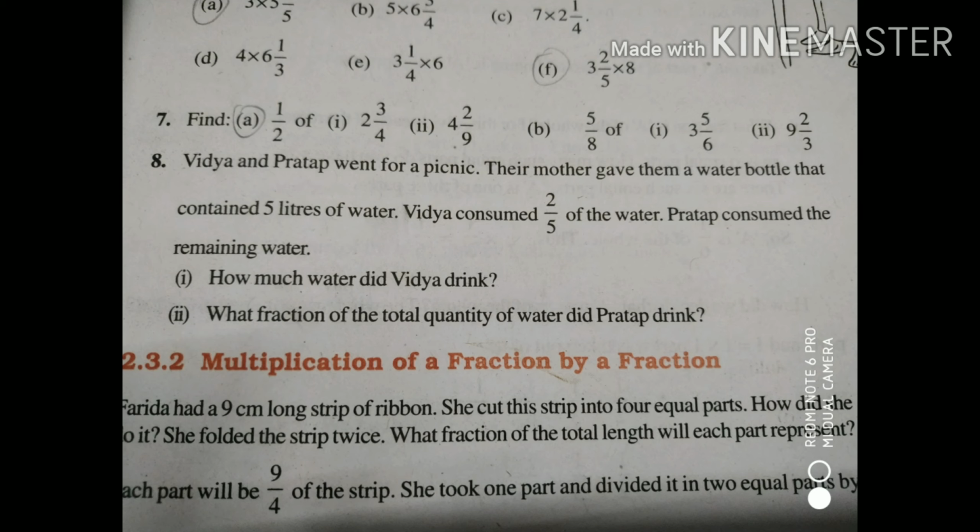Now let's move to the eighth question. It says, Vidya and Pratap went for a picnic. Their mother gave them a water bottle that contained 5 liters of water. Vidya consumed 2 by 5 of the water. Pratap consumed the remaining water. How much water did Vidya drink? Second question, what fraction of total quantity of water did Pratap drink?